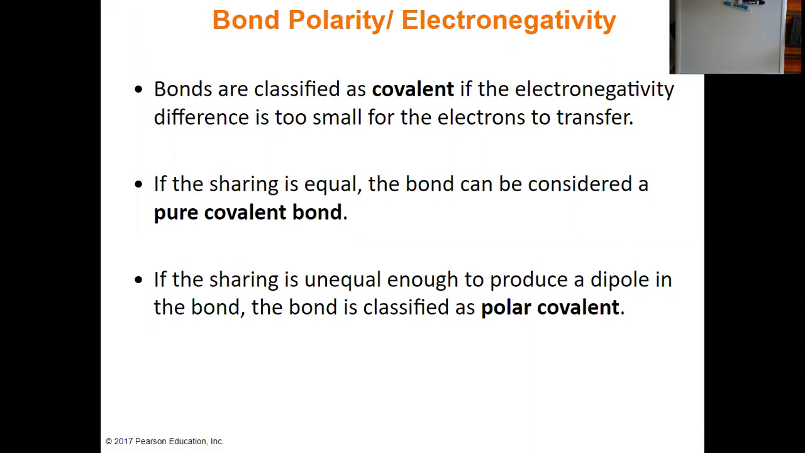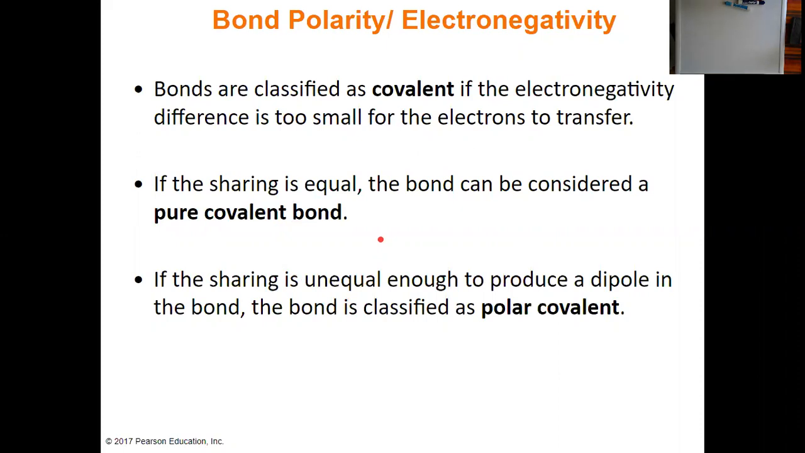We can also classify the type of covalent bond that we're looking at, based on what type of sharing is happening, how much one atom is pulling on the electrons. You know, there are different levels of sharing, kind of like when you have siblings fighting over a toy. Some of them share really well, and some of them don't share well at all. We have a similar case here with molecular compounds and their covalent bonding.